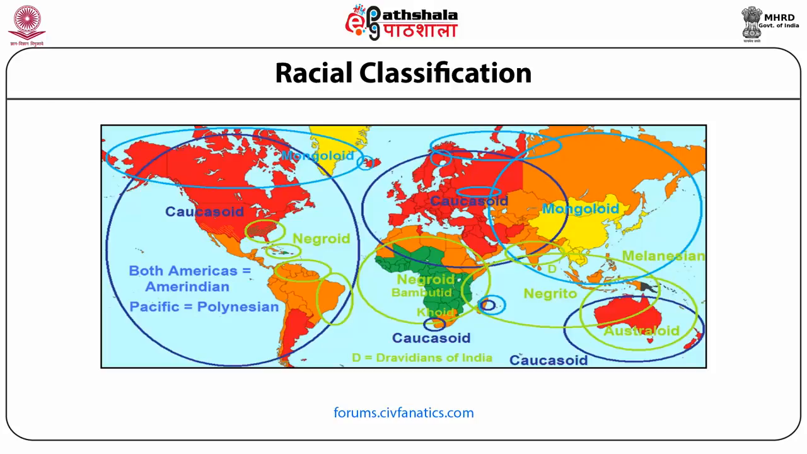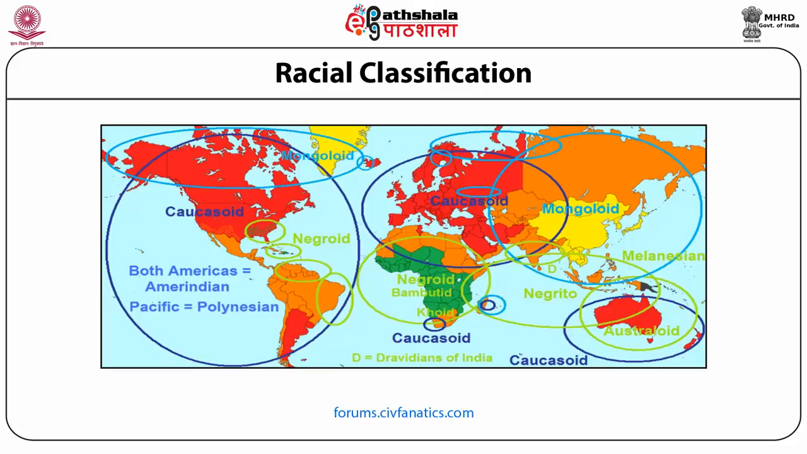We can also clearly highlight the Caucasoid distribution in the Australoid region. So overall, the distribution of several racial groups and their dominance is reflected by different colors and different darkness as well as shadiness of the color, explaining their distribution in the world horizon field.